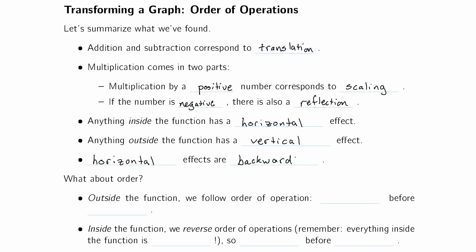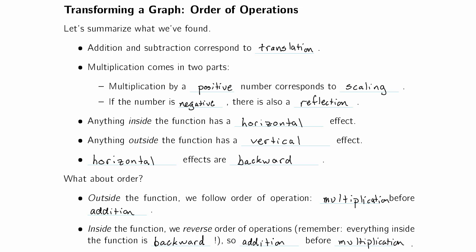We haven't talked yet about order, but it won't surprise you that we just obey the order of operations, at least outside the function. When we're working on our vertical transformations, where everything works the way we expect, we follow the order of operations. Multiplication comes before addition. Inside the function, everything is still backward, so we reverse the order of operations. Inside the function, addition comes before multiplication.